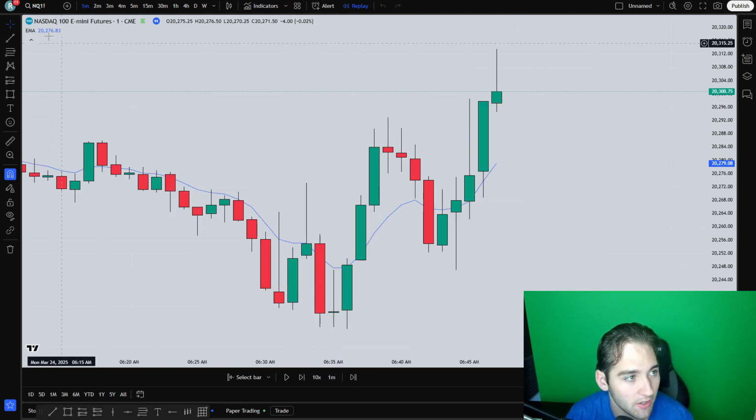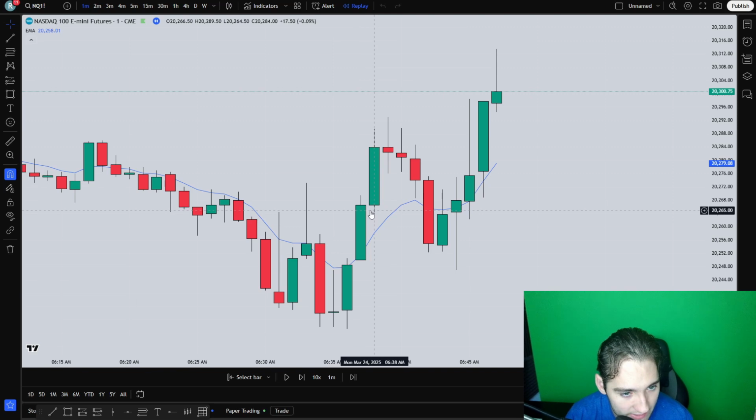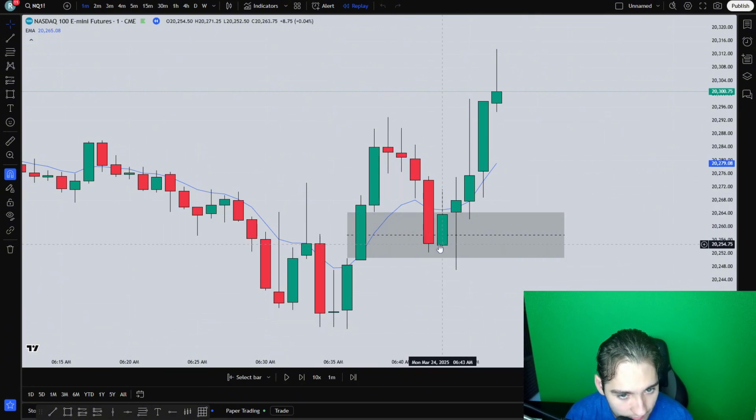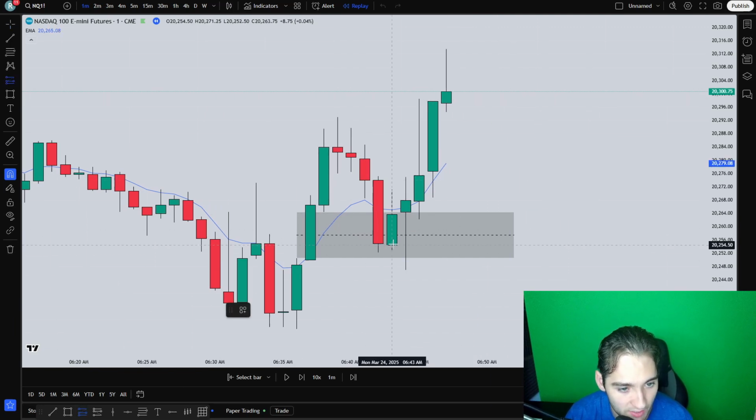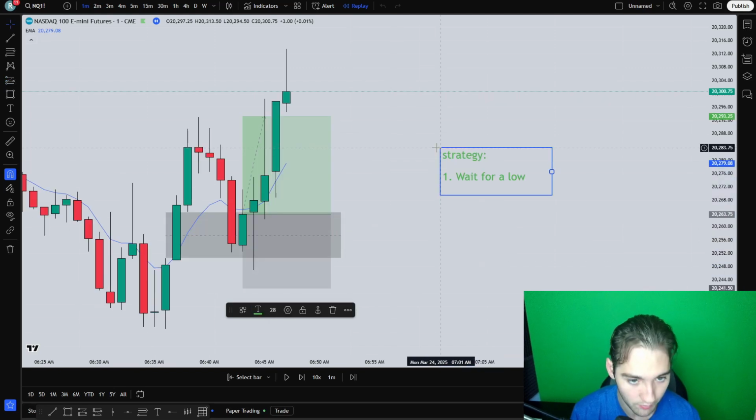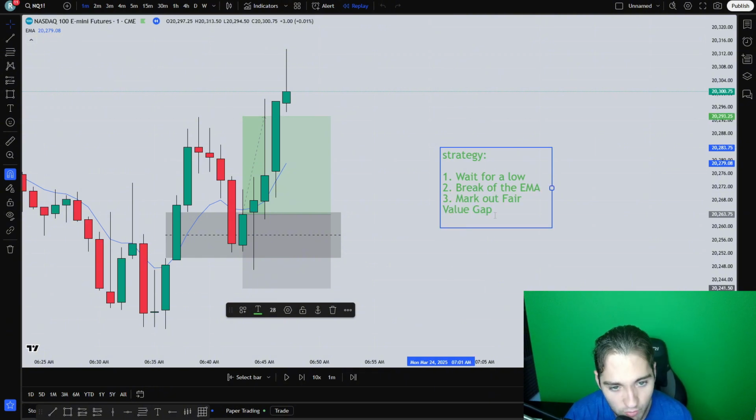So we had a low here, right? I put the EMA line on. We had a break of the EMA line here. We created this fair value gap right here. Price came back down into here, and then price pushed forward. Right when we see price come back into here, I'm going to select a buy. You wait for a low, then you wait for a break of the EMA right here, and then mark out the fair value gap. And what does price do? Well, then you go for a long position, a buy position.